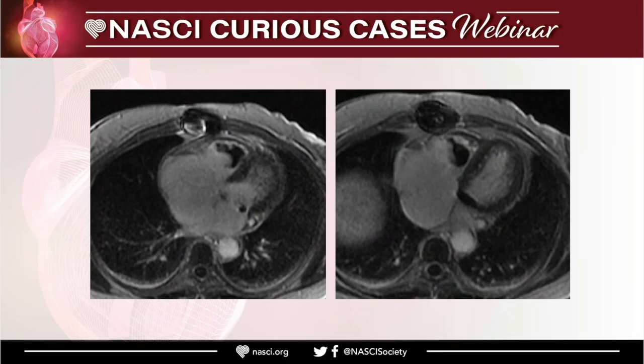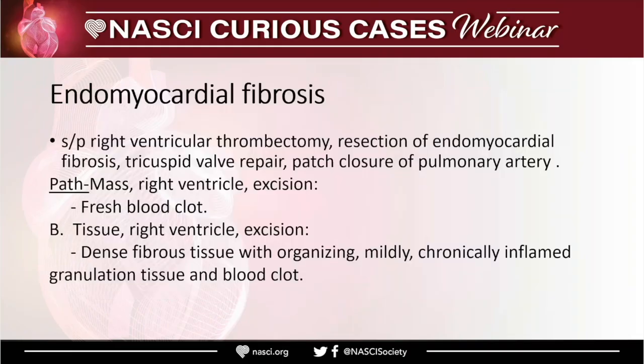So with our imaging findings, we were confident that this is a case of EMF, and that is what it was described as. The patient underwent right ventricular thrombectomy, resection of the endomyocardial fibrosis, tricuspid valve repair, and patch closure of the pulmonary artery. Pathology concurred with these findings and confirmed that there was thrombus sitting on top of the dense fibrous tissue, which was organized within the right ventricle.